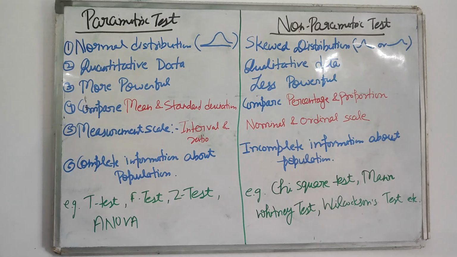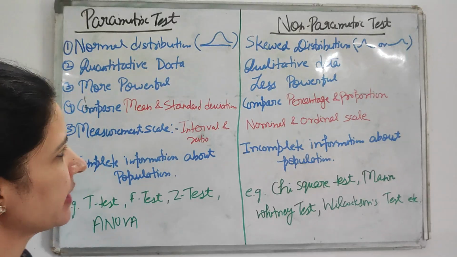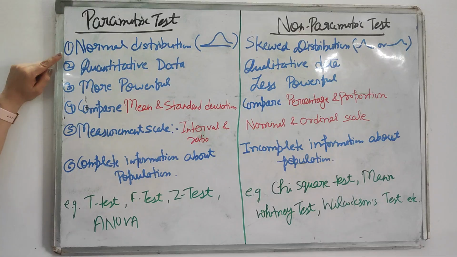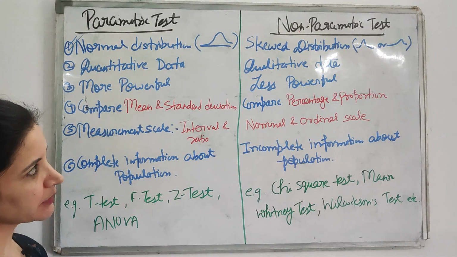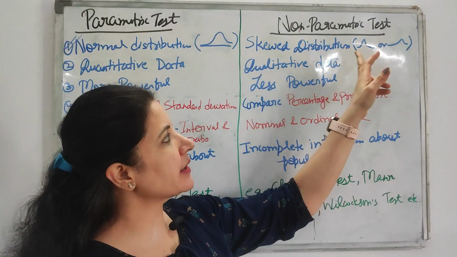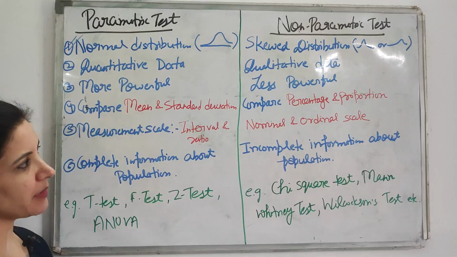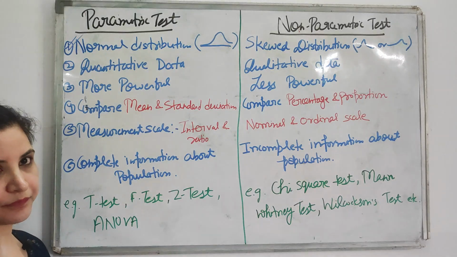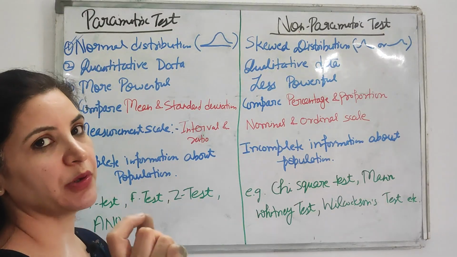Okay, let's start. So what is parametric test and what is non-parametric test, and how will you differentiate these tests? Okay, so first of all, parametric test. First thing is that parametric test you will use for normally distributed population, while non-parametric test is used for a skewed population. Now what is normally distributed population? Normally distributed population is the population which follows your bell-shaped curve.